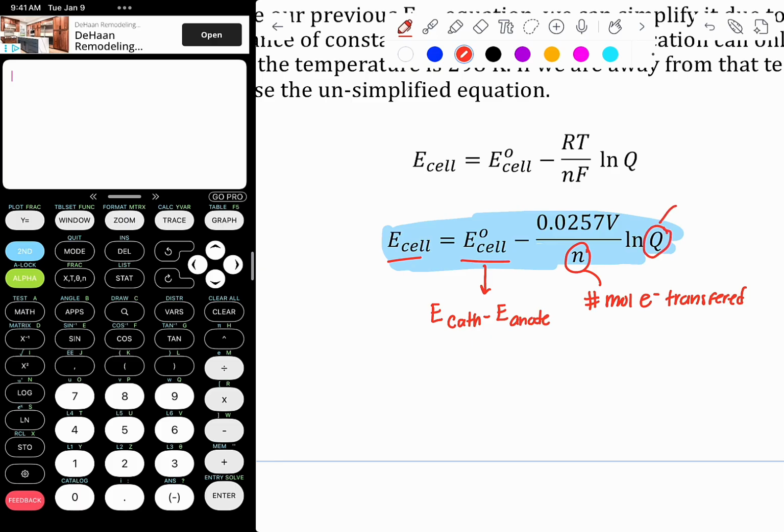Before I do that, let's say from balanced half reactions. Let's just clarify that. And then we need to calculate our Q. So if we're at non-standard conditions, we're going to have different concentrations. So we need to calculate the ratio of our reactant concentration to our product concentration.